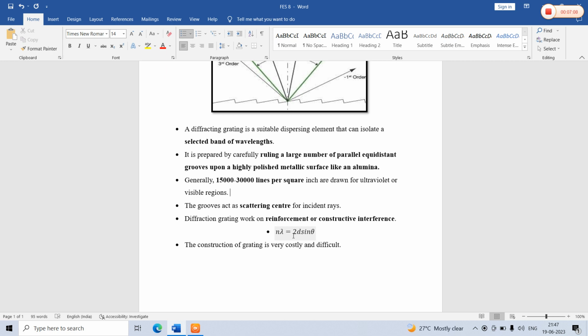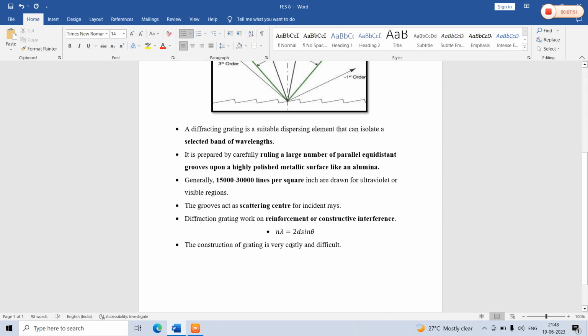Now when monochromatic radiation is incident on the diffraction grating, the above equation, n lambda is equal to 2d sin theta, is useful to calculate a single wavelength only. But rotation of the grating to change the angle of incidence, that is i, will bring each wavelength in turn into a position to satisfy the equation. This results in a monochromatic beam. So a monochromatic beam is obtained by the rotation of the diffraction grating, and it is useful to calculate the wavelength at different angles or different positions of the diffraction grating. Here the construction of the grating is very costly and difficult.